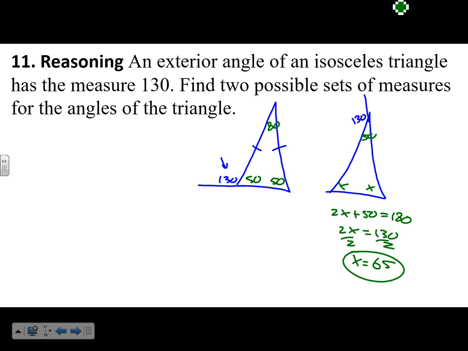So 50 and 65. Those are your two options. Again, I'm not going to give you one like that on the test, but that whole idea was to try to get you thinking outside the box and realizing there's another angle that could be the exterior angle.